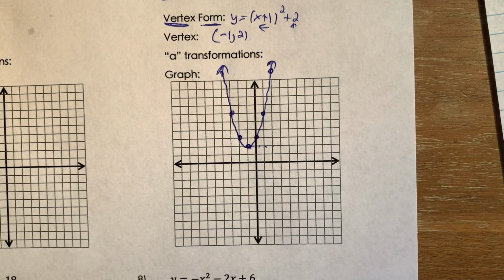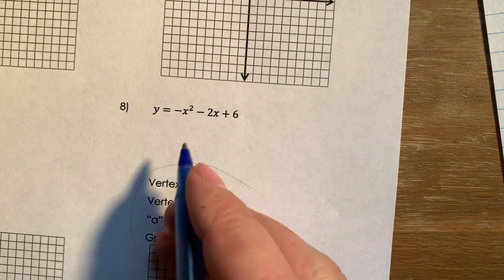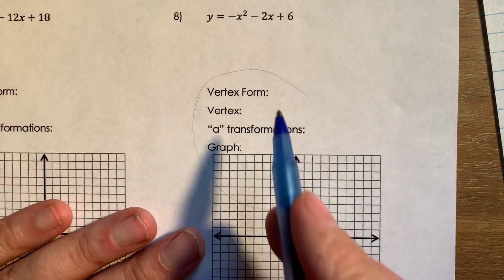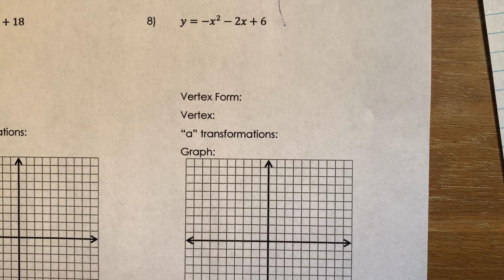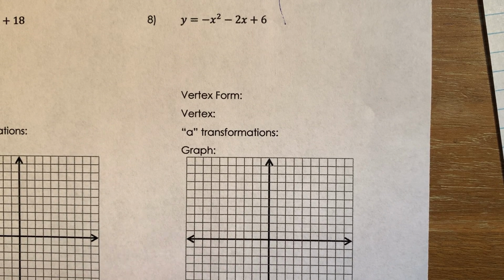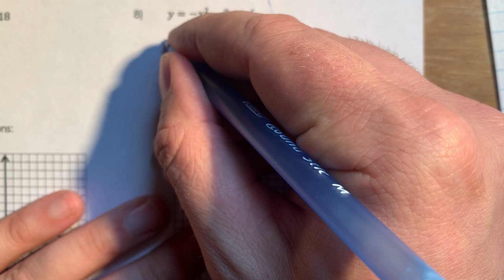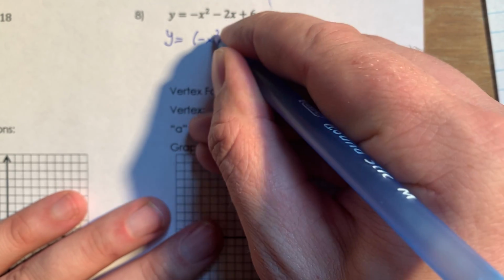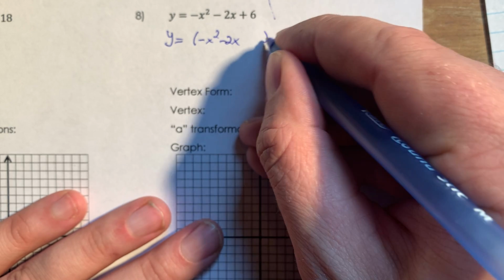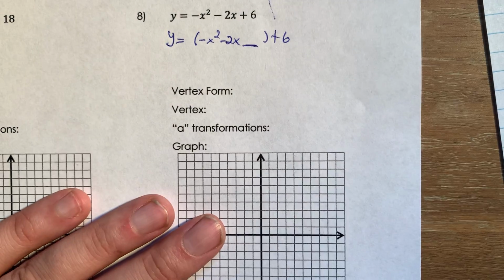One last one, guys. Let's do this one. Go ahead and get it into vertex form. See how you do. Hopefully you recognize that you needed to first bully out the 6 to make room for our square binomial.